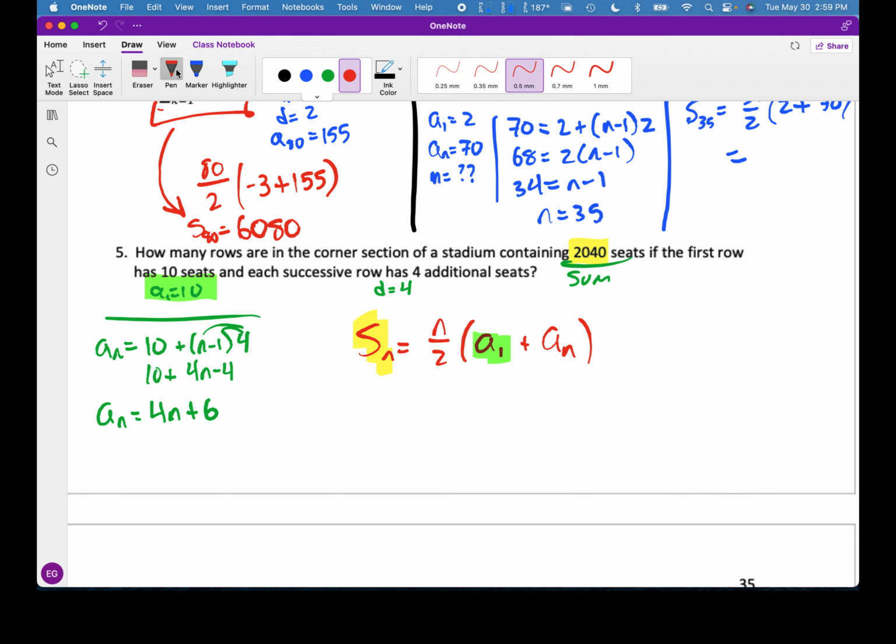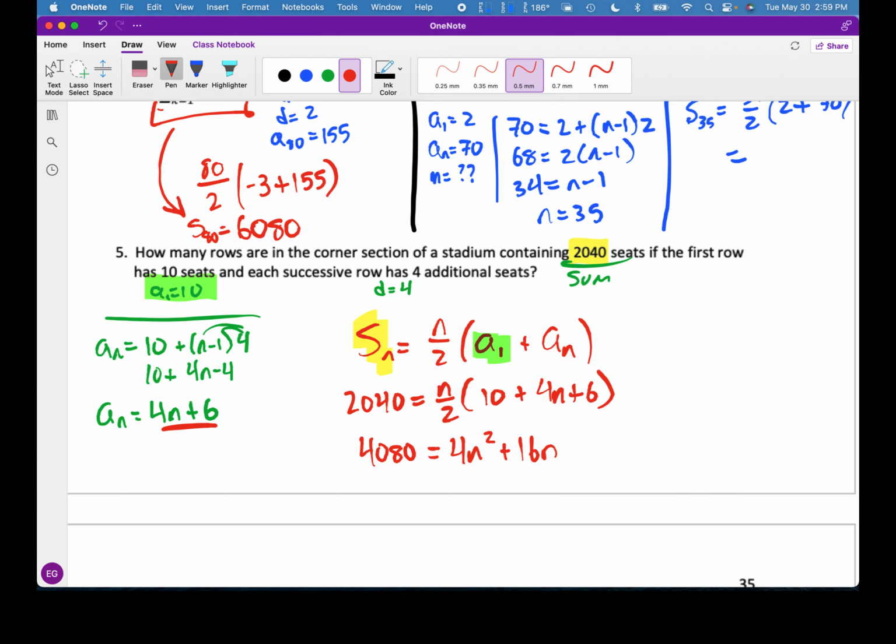So too many unknowns in one equation, and so we'll use substitution to say, all right, that's 10, and here is what an equals, so 4n plus 6. All right, I'm going to multiply the 2 to the other side, so I'm going to do whatever that is. Totally didn't need a calculator for that. This is going to become 4n squared when I distribute the n through, plus 16n.